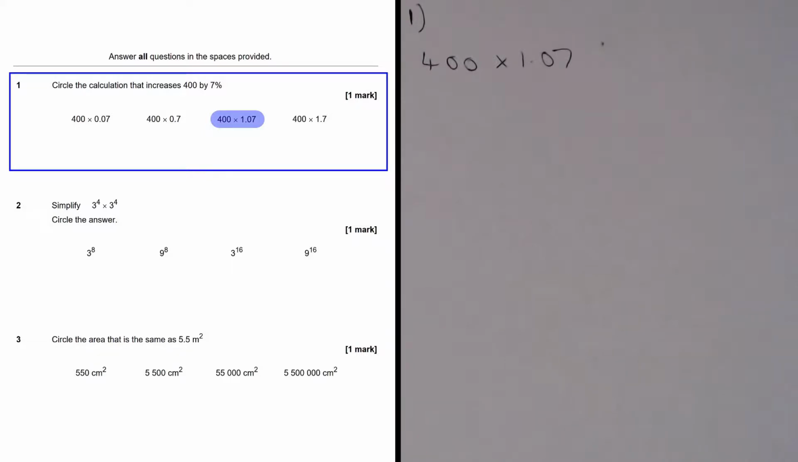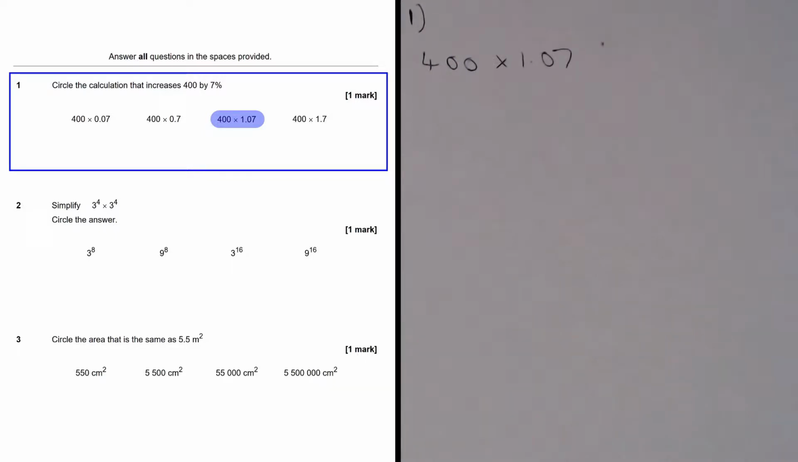Well, we need to increase the number by 7%, so the number needs to get bigger. Now if we multiply a number by 1, it stays the same size, i.e. it doesn't increase or decrease. So if we look at the first two options, which are 400 multiplied by 0.07 and 400 multiplied by 0.7, they both make the number smaller. It is going to decrease, so we can get rid of those options straight away. That leaves us with the other two, which are 400 multiplied by 1.07 and 400 multiplied by 1.7.